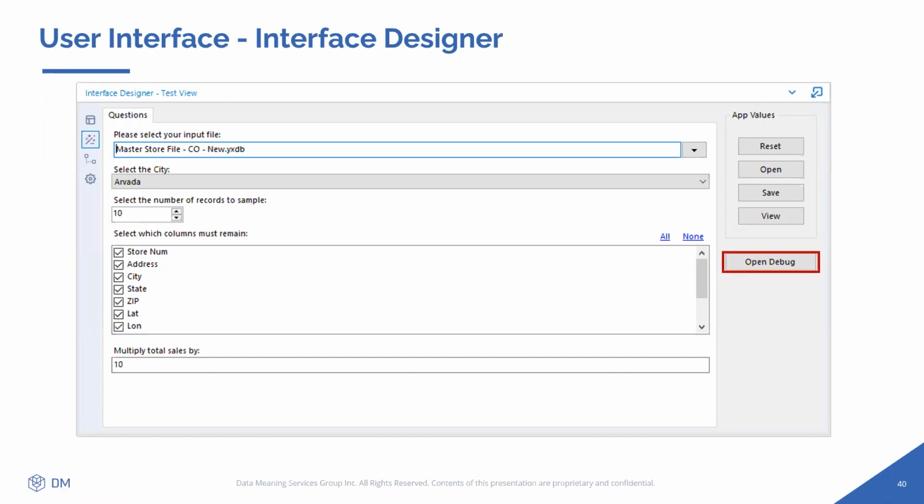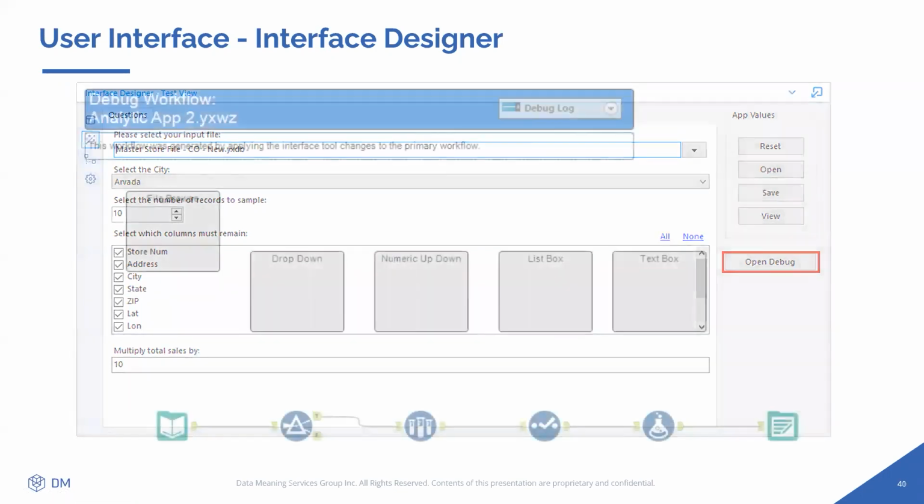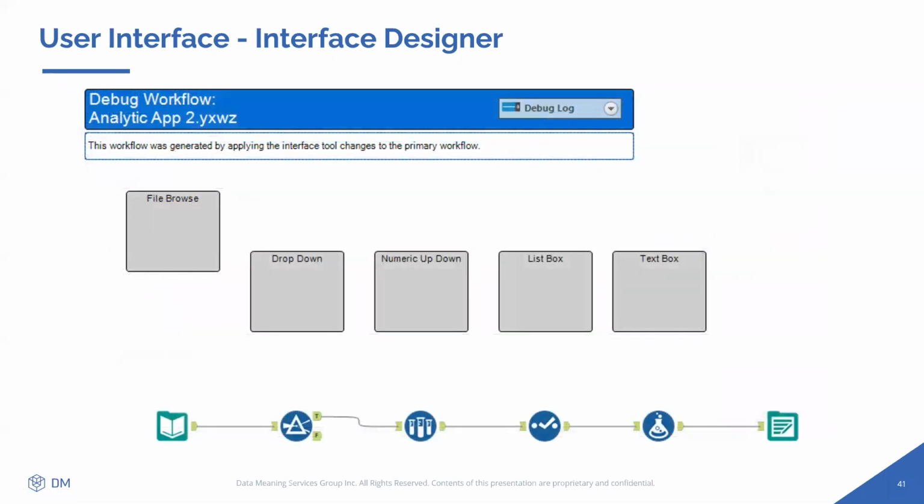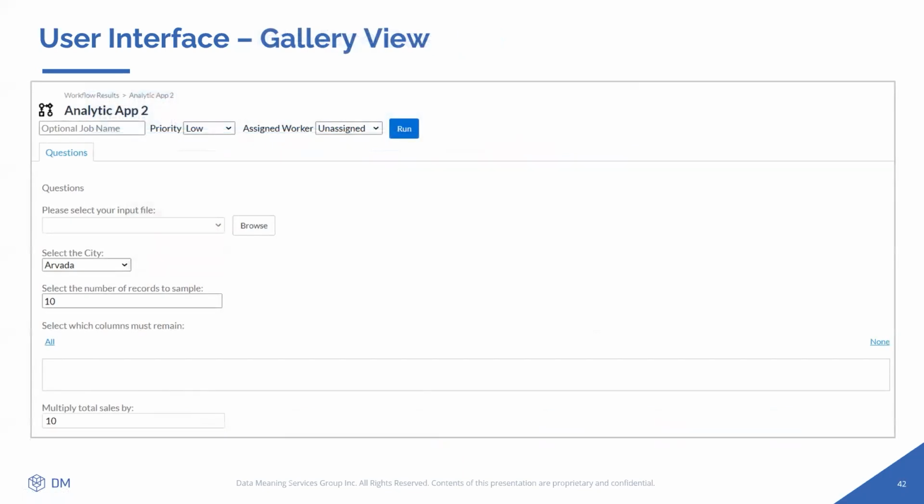And I can open debug here, meaning that I'm sending all of this information to my workflow. And what I would get as a result is something like this, right? So as you can see, we don't have action tools, we don't have interface tools anymore. And the idea now is that everything has been replaced with its right configuration. And when we go back now, of course, this was a side training session here related to analytical apps, very fast. But when we move back to the server, to the gallery, that's what we see.